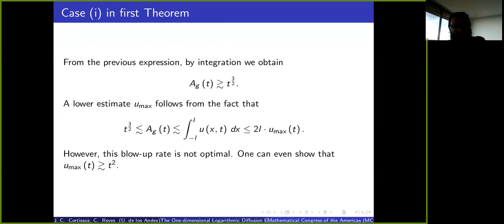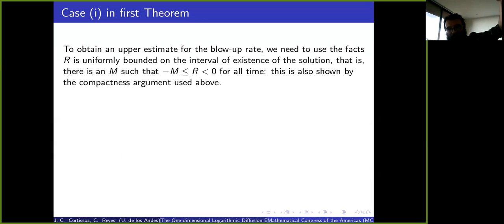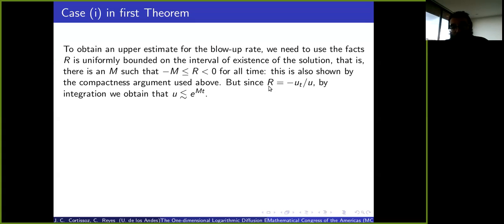To get an upper bound, remember that I said that the blow up cannot be faster than an exponential of t. All you have to recall is that the compactness argument showed that the curvature remains uniformly bounded in the whole interval of existence of the solution. That's what's written here. So using this formula for the curvature and integrating, you get that the conformal factor cannot grow faster than an exponential function of t. So you cannot grow faster than that.